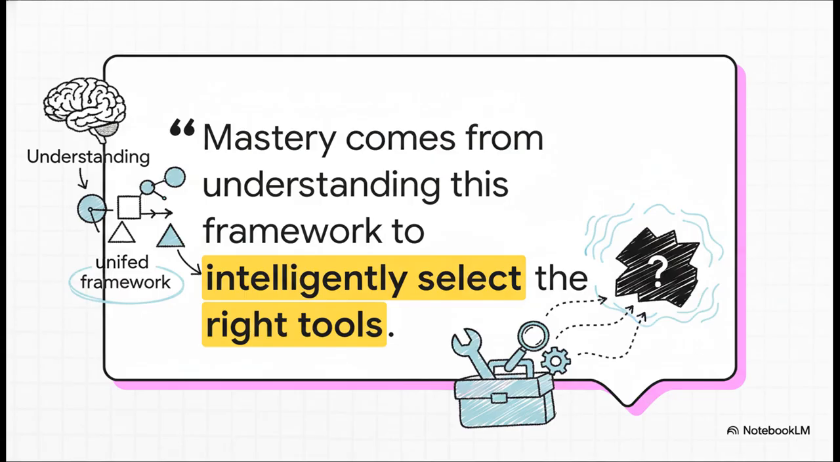And this final quote just says it all perfectly. Mastery isn't about memorizing 100 different algorithms. It's about getting this unified framework deep into your bones. Because that understanding is what allows you to stop blindly applying tools and start intelligently designing a solution that is tailored perfectly to the specific problem you're trying to solve.